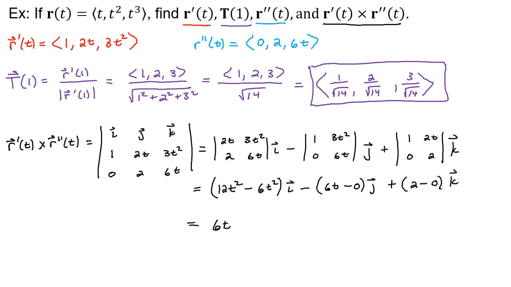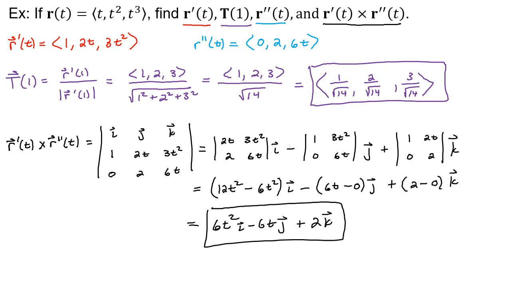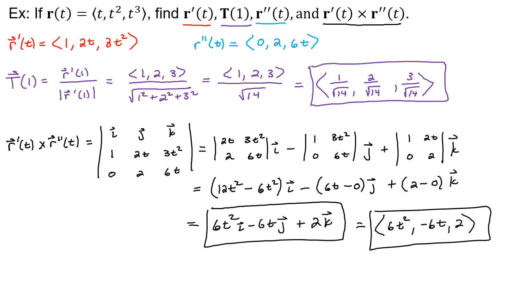So this is 6t squared, oops, sorry, left the i off, didn't I? 6t squared i minus 6t j plus 2k. And that is the cross product between each one of those. The other vectors in the problem were written in the standard notation, so you could also say it's 6t squared, negative 6t, and 2, if you'd rather write them all the same formatted way.